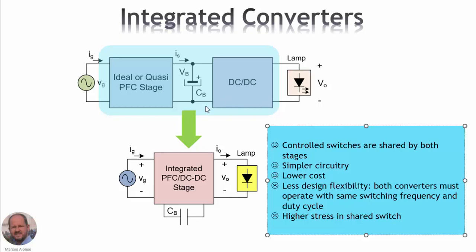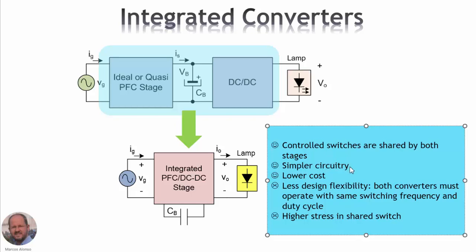So one possibility to reduce cost and complexity is to integrate both stages in only one stage that we call an integrated stage. In this way, we are going to have the same functions as in the case of the two-stage converter, but with some, of course, disadvantages. So this is a summary of the features. What we do is to share the control switches between both stages in only one stage.